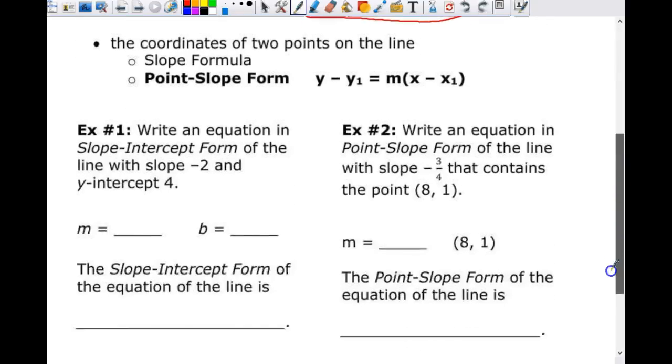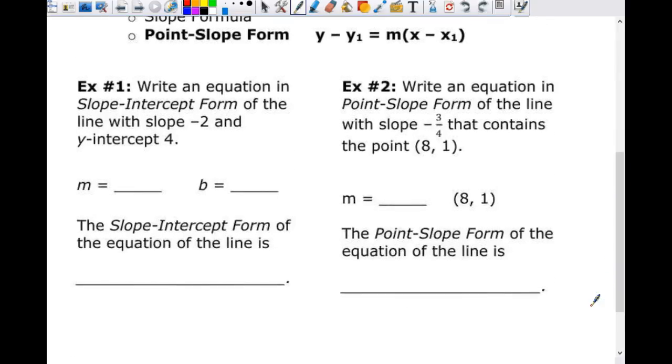All right, let's do an example. Write an equation in slope-intercept form of the line with the slope of -2 and b, which is your y-intercept, of 4. Our equation is y equals mx plus b for slope-intercept form. So the equation is going to be y is equal to -2x plus 4. That's all you have to do. It doesn't even get that much harder.